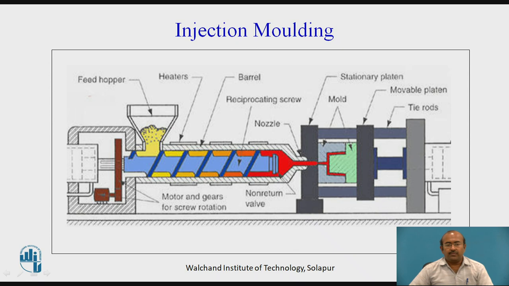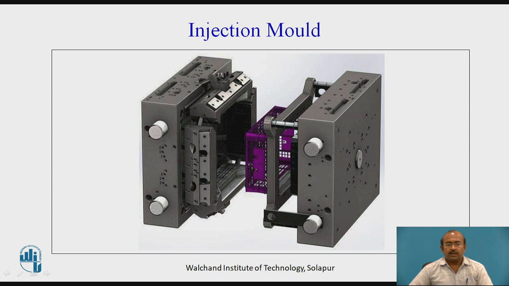Let us revise in brief about injection molding. This is the setup for injection molding, where the raw material in granule or powder form is fed to the feed hopper. Through the means of a screw and barrel mechanism, it is injected into the mold cavity. The mold cavity is opened and closed through the means of a stationary and movable platen. You can see the synchronized movement of all these elements together through the means of a motor and gear drive system. This is the real-time image of an injection mold, in which the product is also shown.